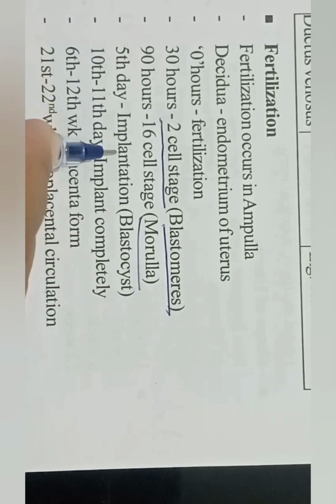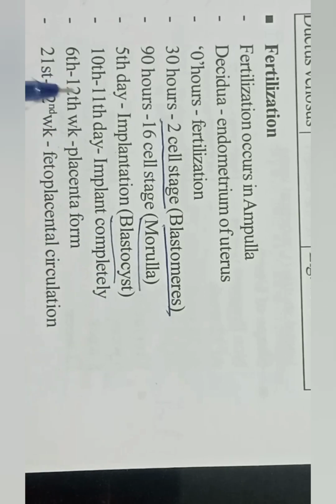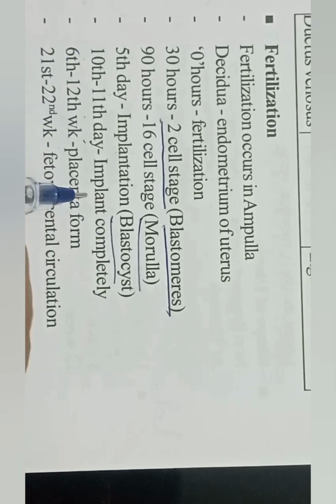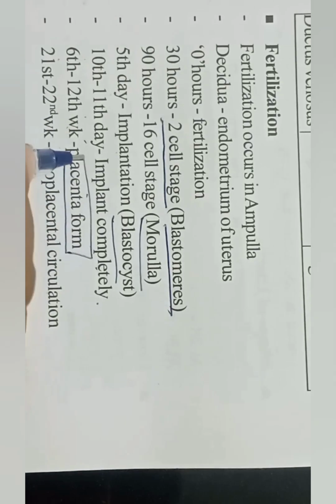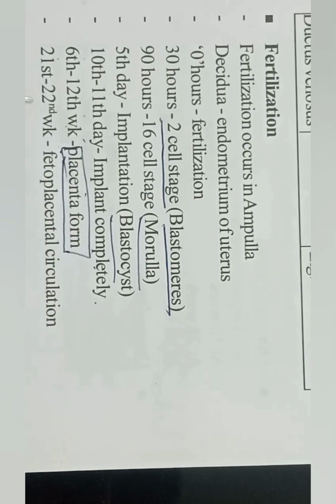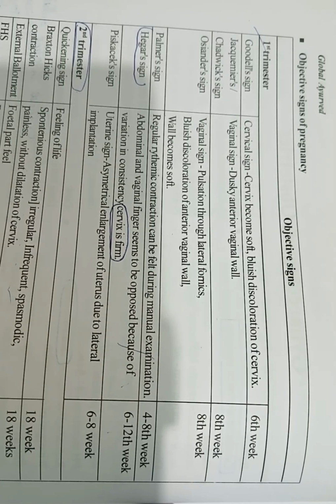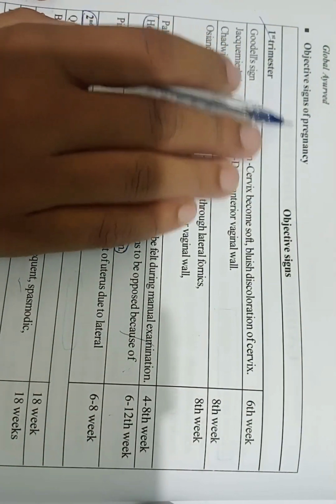5th day implantation, it is blastocyst. 10th to 11th day, implants completely. 6th to 12th week, placenta formation. 21st to 22nd week, fetoplacental circulation starts. Next, we start with objective signs of pregnancy.